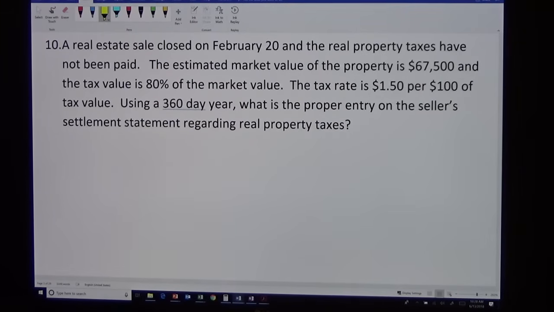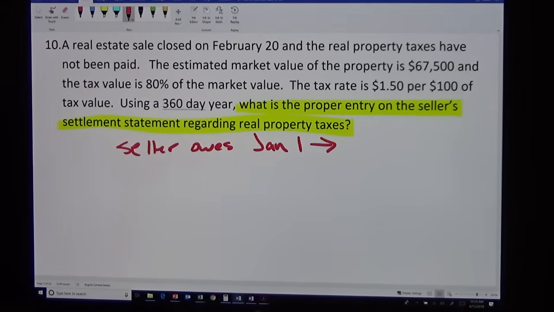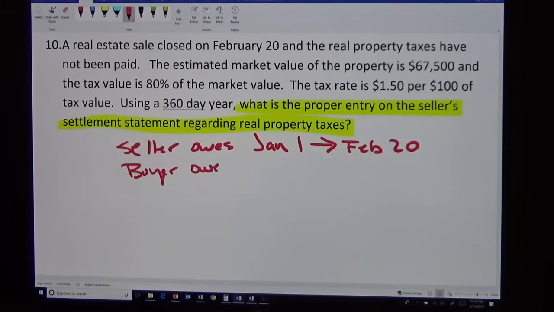So again, find the question. What is the entry on the settlement statement regarding property taxes? So they're asking us how much are the taxes and how's that proration going to look on the closing statement. So anytime we're prorating closing taxes on a closing statement, we're going to use our two statements. The seller owes, and they always owe from January 1 through the day of closing, so that's February 20th. And then that means the buyer owes the balance of the year, so that's going to start on February 21 and go through December 30th.